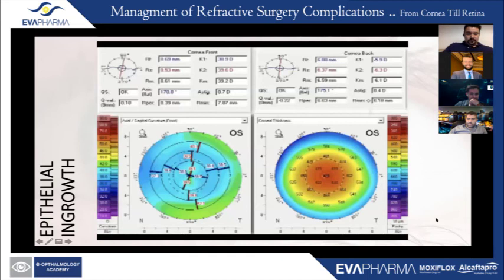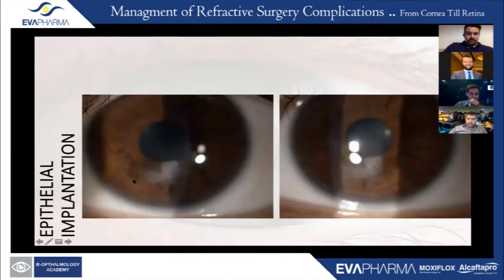The other odd kind of presentation that you can get is an epithelial implantation instead of an ingrowth, which means that while you're dissecting, you've actually implanted some epithelial cells inside. So it's not from the incision, but deep within the pocket. And this is another strange complication that you can get after SMILE. With that, I'll come to the end of my presentation.